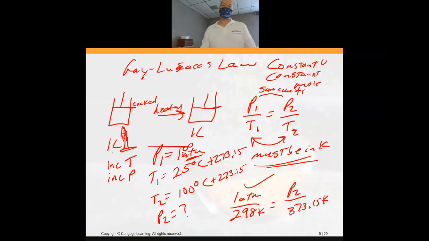All right, so I am increasing my temperature because I am heating it, so I'm going to increase my pressure. My pressure is going to be higher than 1 atmosphere. And so I have to multiply both sides by 373.15. Just 373 to 3 sig figs, because no decimals here, 2 decimals, no decimals. 373 times 1 divided by 298, and we get 1.25. So our pressure 2 is 1.25, and the units are the same as they are here, ATM.